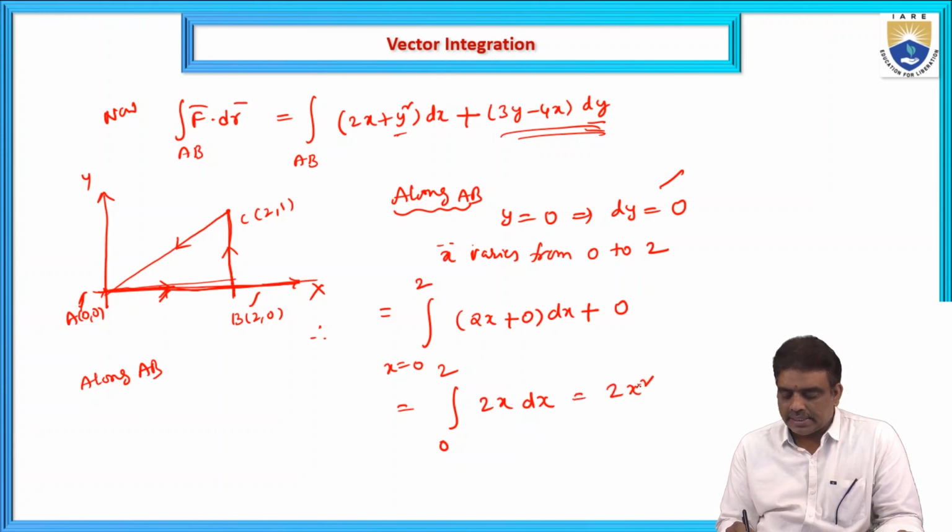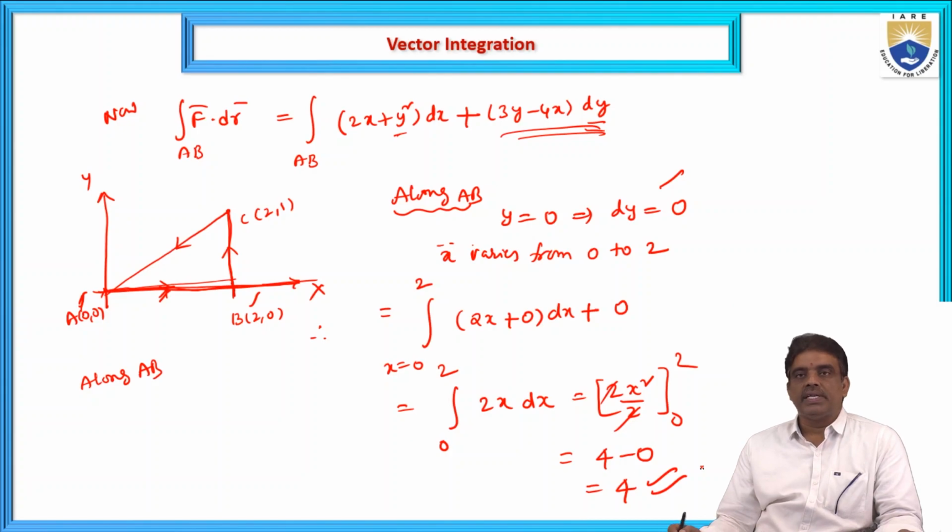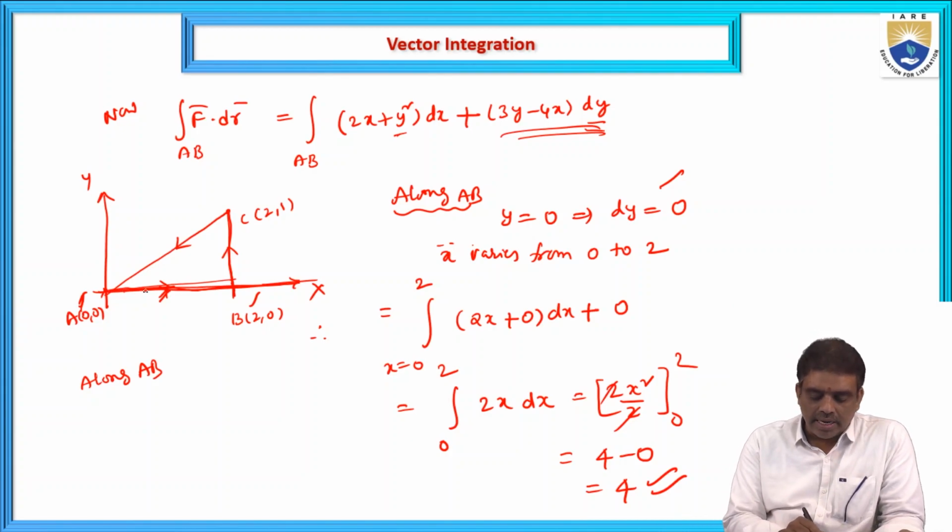That is 2x square by 2 between 0 and 2. So this value is equal to 4 minus 0, that is equal to 4. That is the first integral along AB.